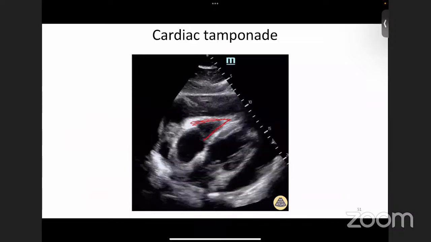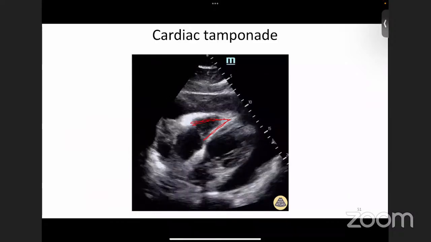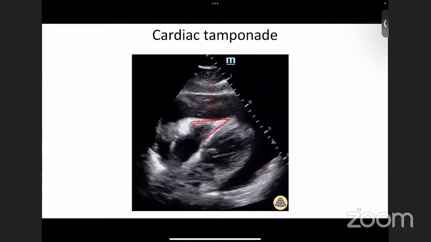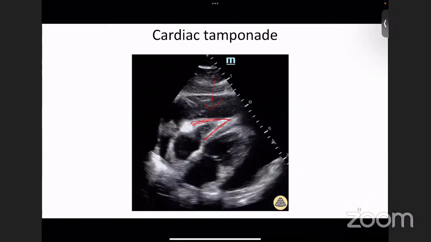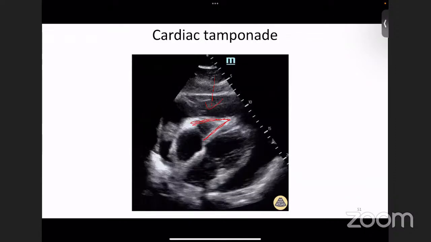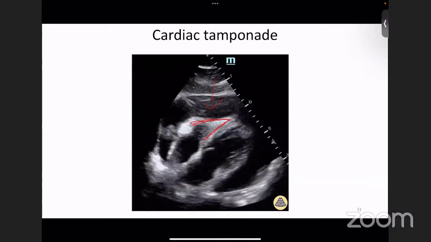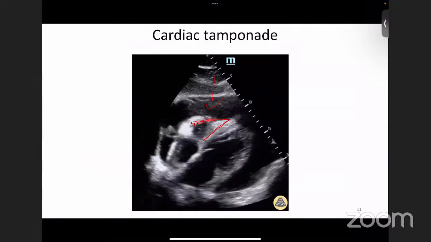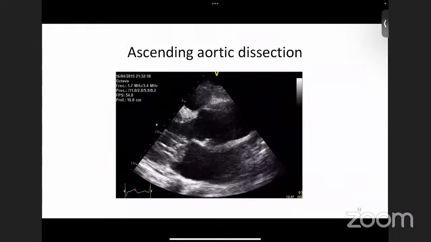It's an obstructive shock. And the speed of collection of the pericardial fluid, be it blood or otherwise, is more important. So a patient who is having 300 to 400 ml of pericardial fluid may be very stable, but 50 to 100 ml of pericardial fluid in an acute phase is enough to cause a cardiac tamponade.